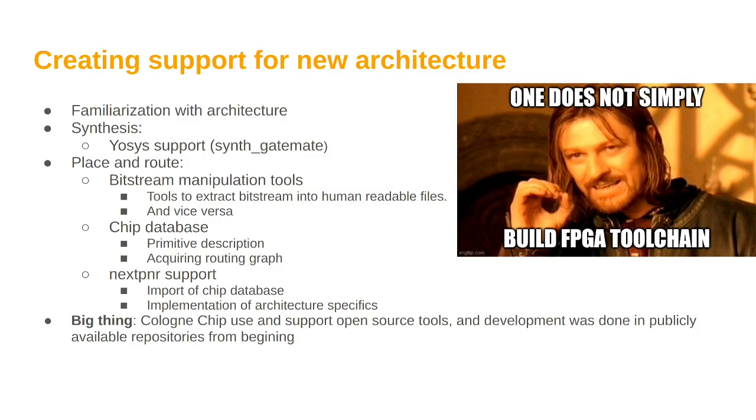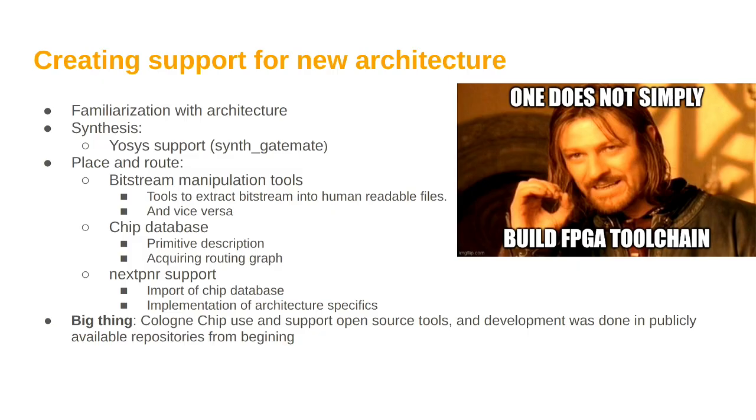So how do we create support for a new architecture? First thing we need to do, of course, is always to familiarize with the architecture. We would need to create synthesis support for it. We need to create place and route support, which includes bitstream manipulation tools. We need a chip database and all the data on how everything is connected, so we need to know the routing graph and all the primitives. Based on that, we can then build the next PNR and be able to use it.